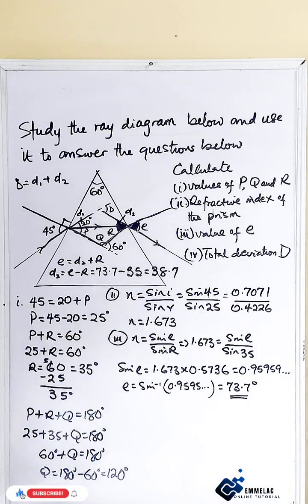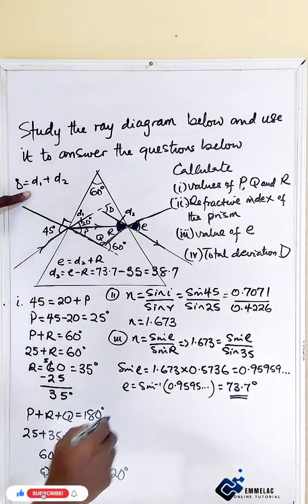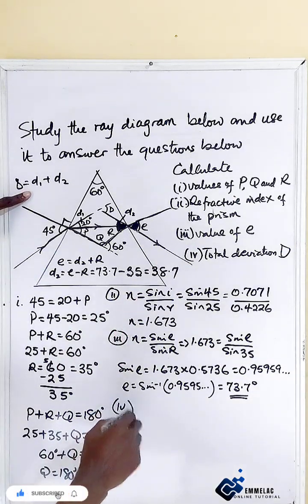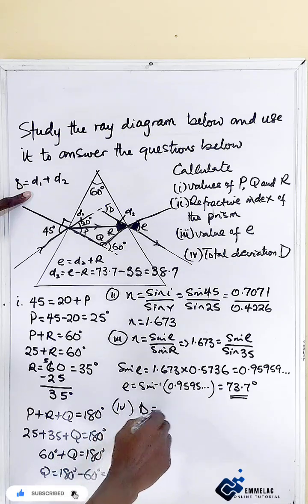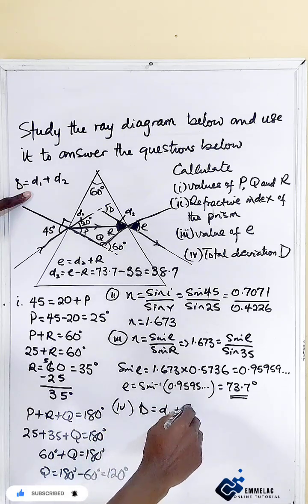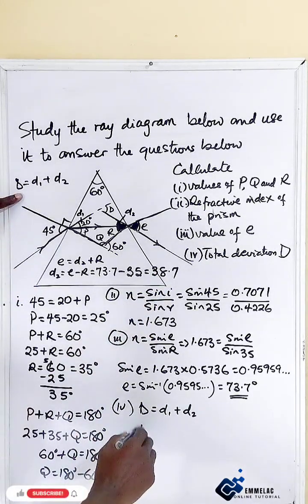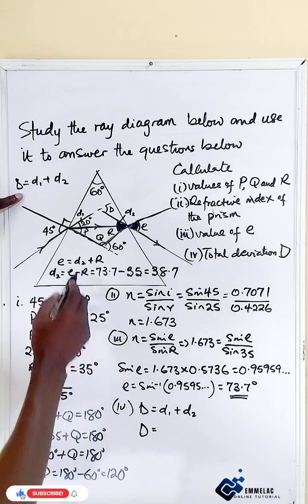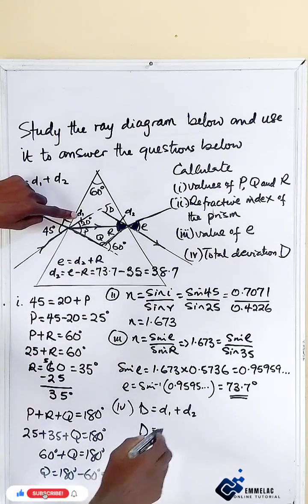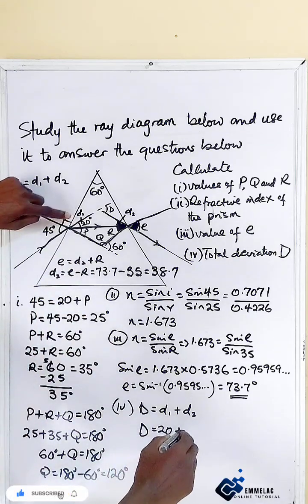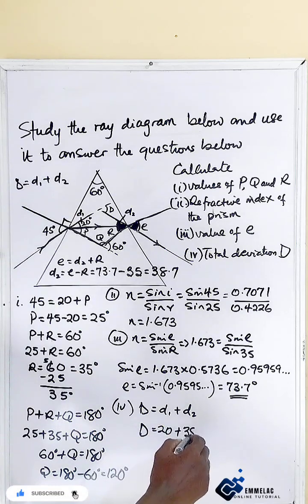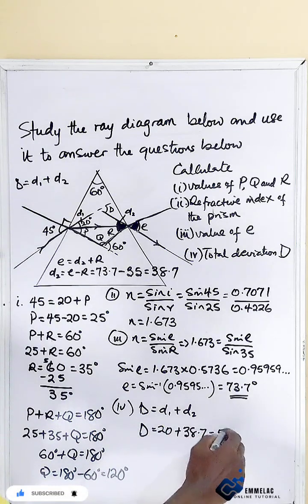So to that end, for number 4, you can see that D equals D1 plus D2. D2 is given as 38.7, and D1 is here 20, then plus 38.7, which will give us what? 58.7 degrees.